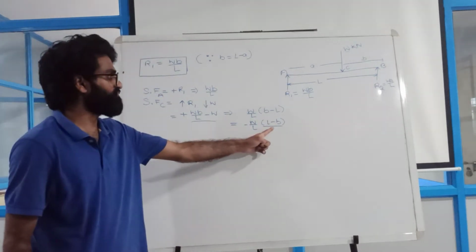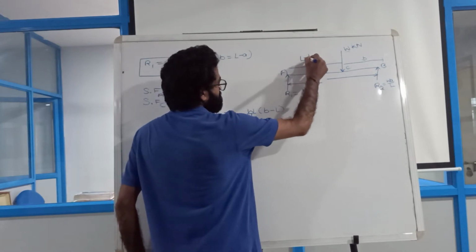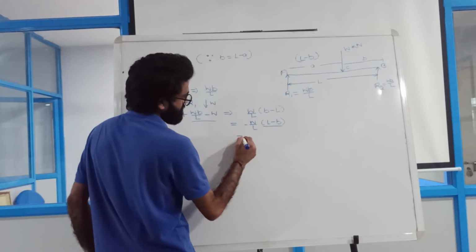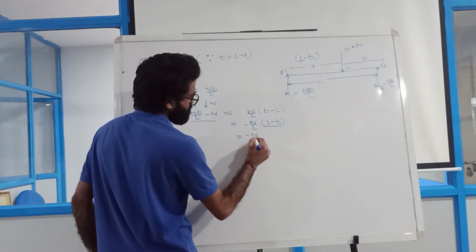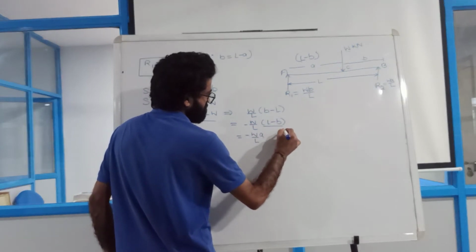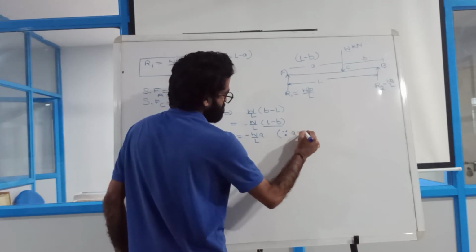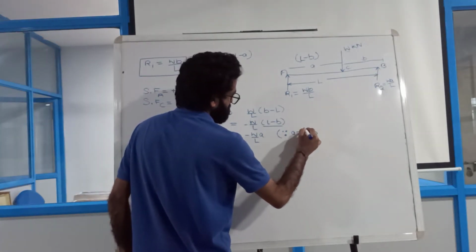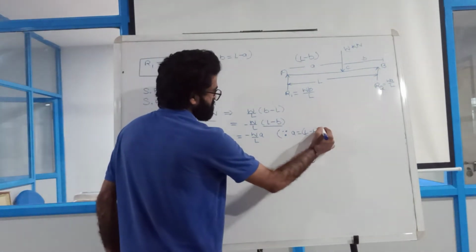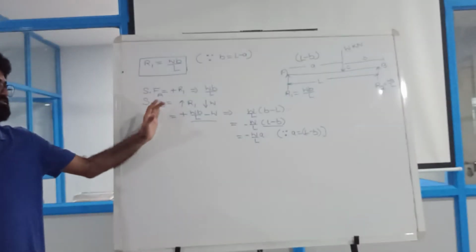What is the meaning of L minus B? L minus B is equal to this length, and this length is A. So I will replace this value and I will get minus WL into A, because A is equal to L minus B. You can see in the above figure as well. So this is my shear force at C point.